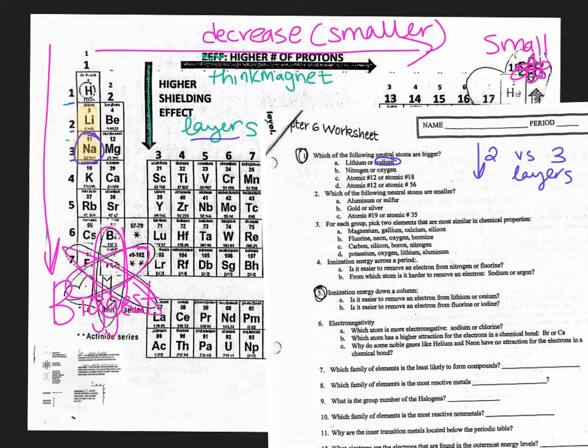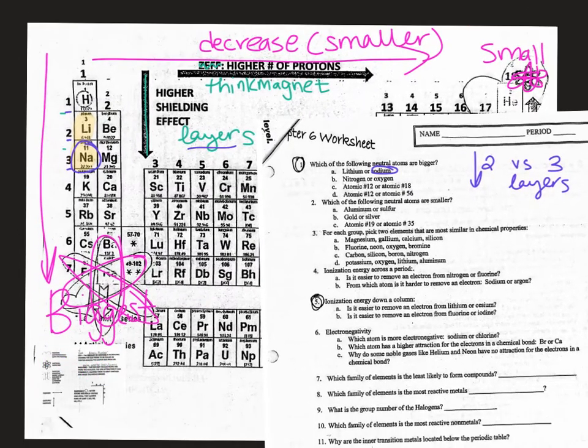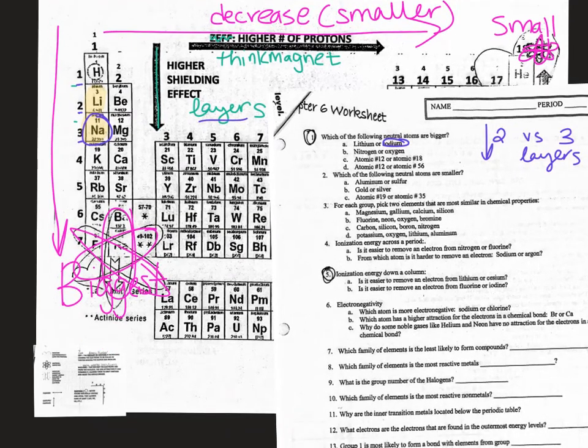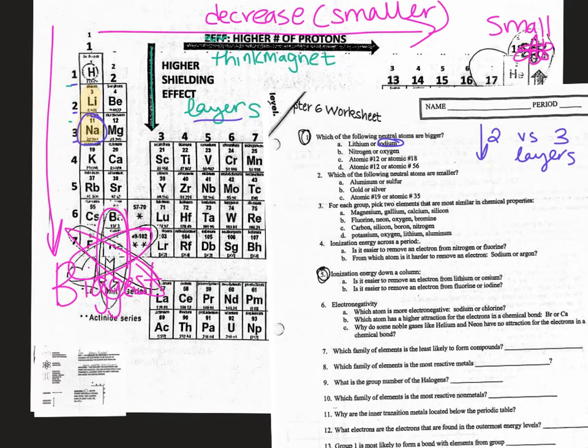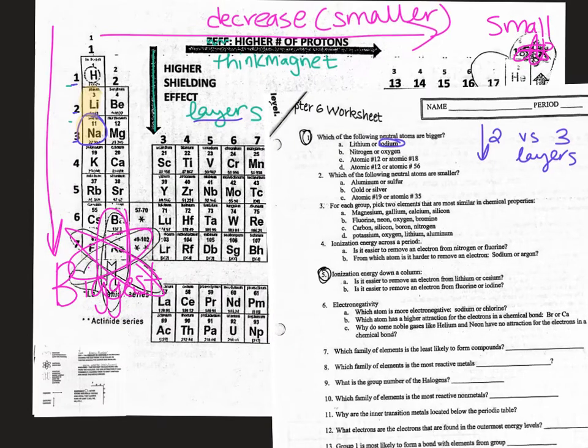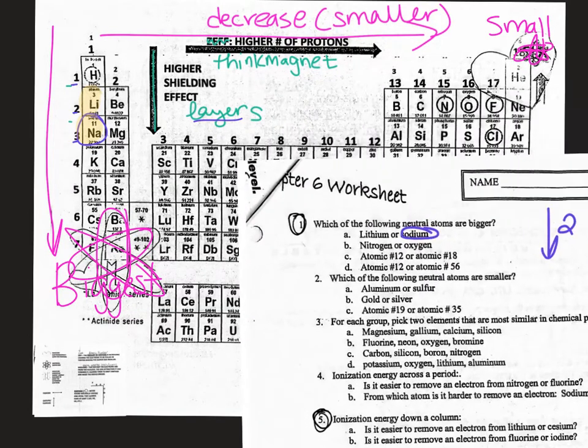We have nitrogen and oxygen. So our next example is going to be talking about nitrogen or oxygen. So let's find nitrogen and oxygen on our periodic table. So we have, here's nitrogen, here is oxygen, okay? So we want to, once again, we're figuring out which one is bigger. So think about where they're located.